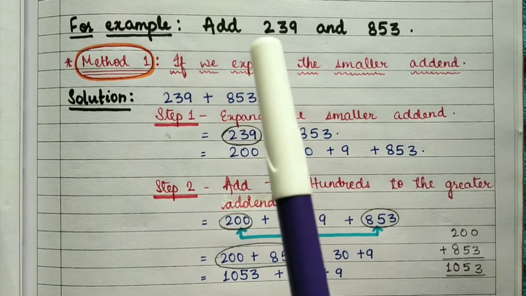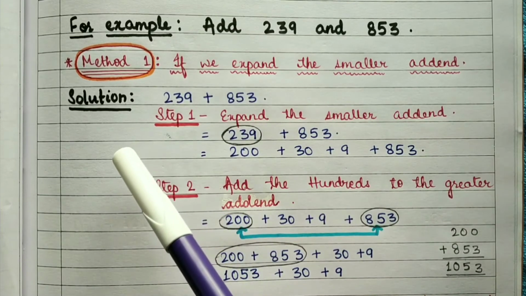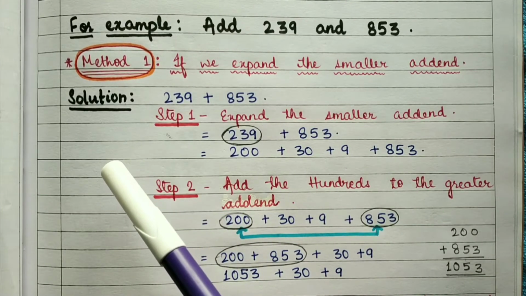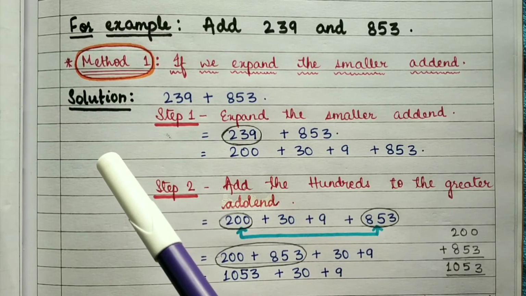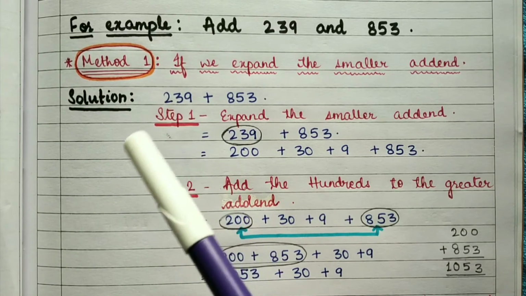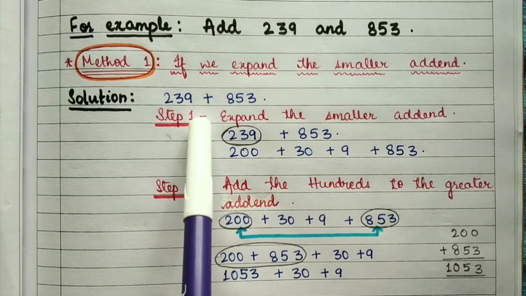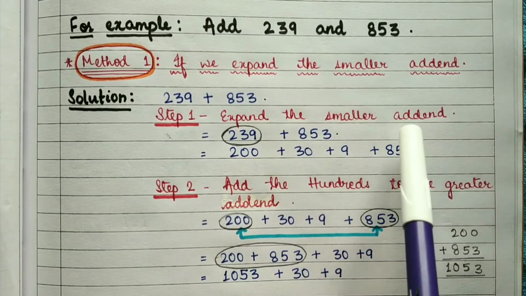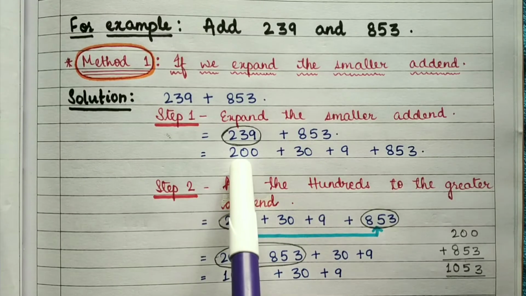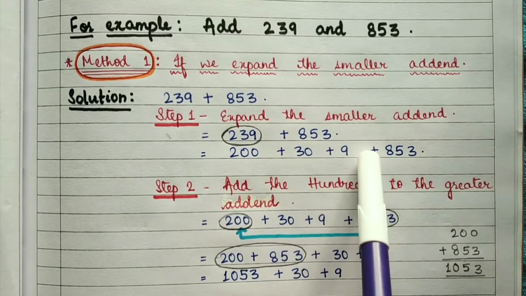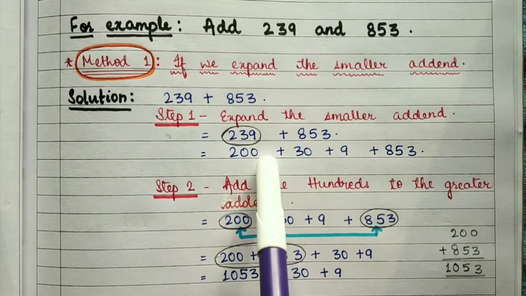The question is to add these two addends, 239 and 853. In our first method, we shall expand only one addend, that is, the smaller addend. So the solution starts here. Step 1: expand the smaller addend. This is the smaller addend and this is expanded here: 200 plus 30 plus 9 plus the second addend. So in total we have 4 addends here.